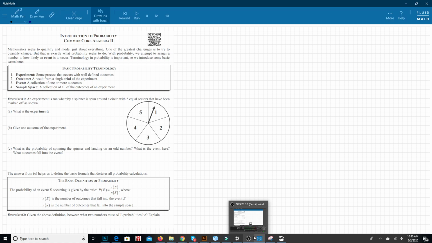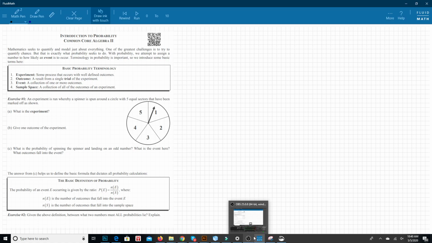You don't see questions like this generally, guys. You will see questions that are a little bit easier or harder. Those questions include probability, like what we see in exercise 2. Exercise 2 gives the basic definition of probability. The probability of an event E occurring is given by the ratio P(E) equals N(E) over N(S), where N(E) is the number of outcomes that fall into an event E, and N(S) is the number of outcomes that fall into the sample space, right? And keep in mind, the sample space is our total amount of outcomes that we can achieve.